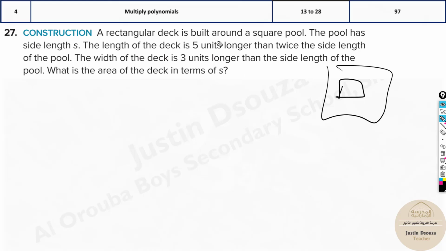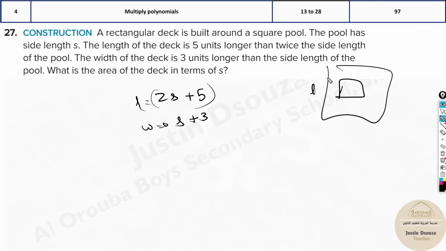Now let's write this in expressions. The length of the deck is 5 units longer than twice the side length S, so it's 2S plus 5. And the width is 3 units longer than the side length S. You can even write 5 plus 2S, it's the same answer. These are the length and width dimensions of the deck, and the pool is inside. So what we need to do is find the area of the deck in terms of S.